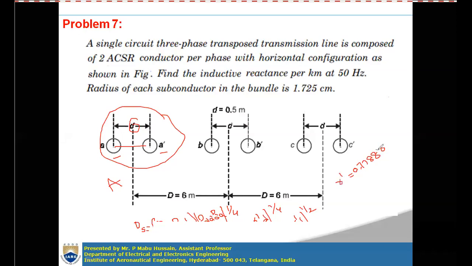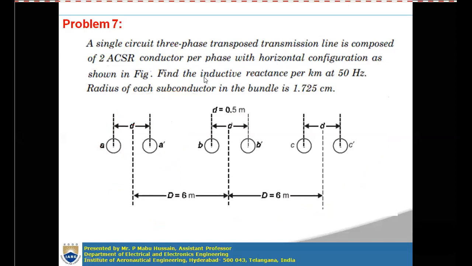This R value is the radius of each subconductor in the bundle, so that value is given. The radius of each subconductor in the bundle is given as 1.725. If you substitute 1.725 here, you get the R' value. And the distance d is given as 0.5. After finding R' and substituting R' and d values in this formula, you will get Ds also.